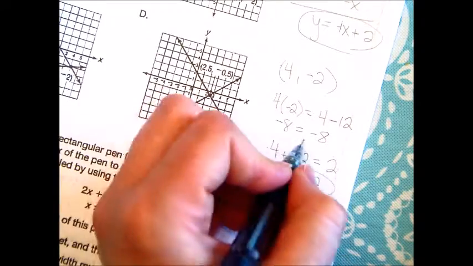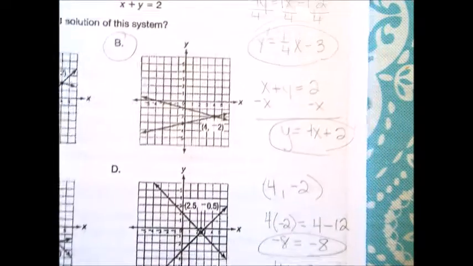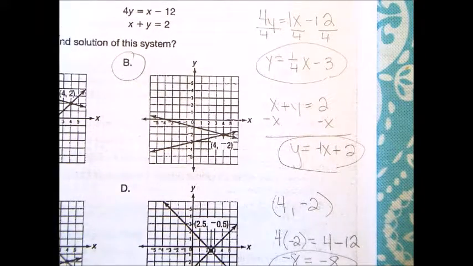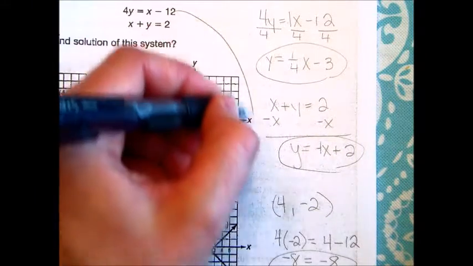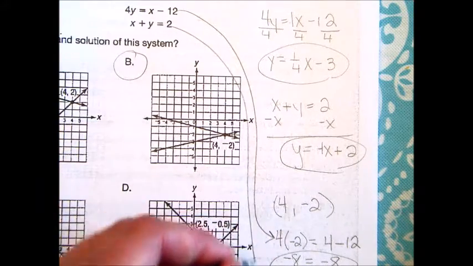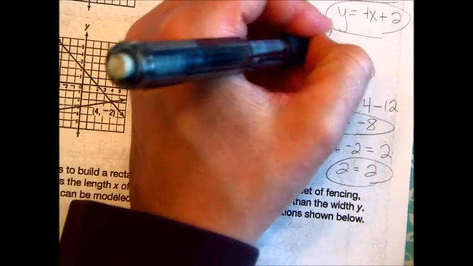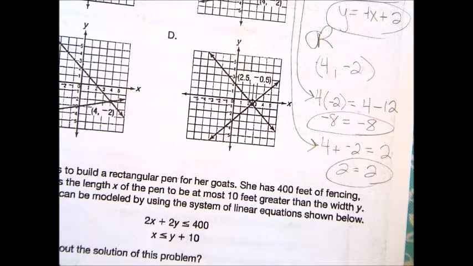So you could have just used the answers to prove it. Did you see how that happened there? Let me see if I can scroll down without moving too much. I took this top equation and put in the point that it told me, and then I did the same with the bottom equation. Either way, you can see you get negative 8 equals negative 8 or 2 equals 2.